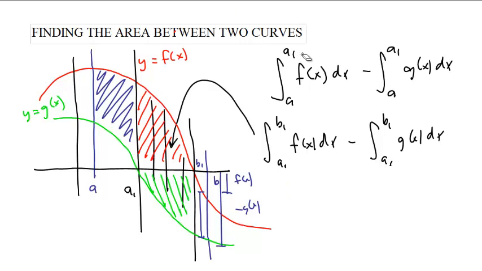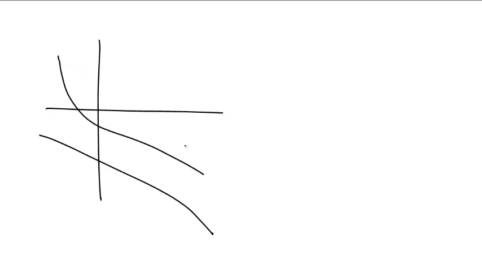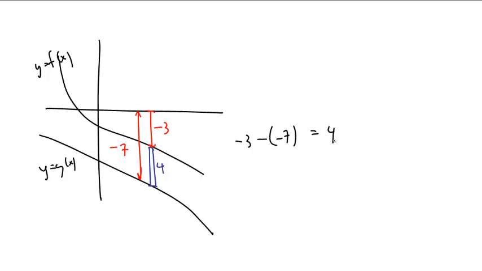Let me try another example. We want to find the area from this function to this function. This is y equals f of x. This is y equals g of x. Let's say from here to here is -3, and from here to here is -7. What we want is the positive 4 between them. And how do we do that? -3 minus the -7 does it.